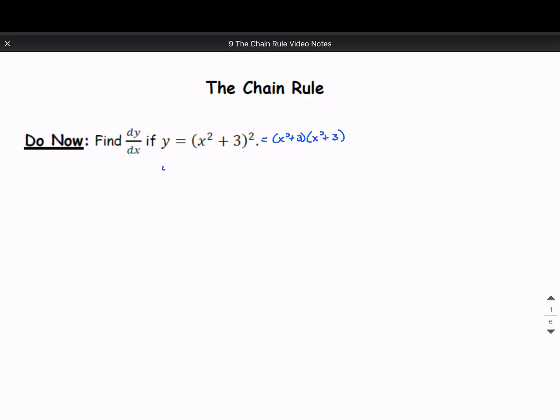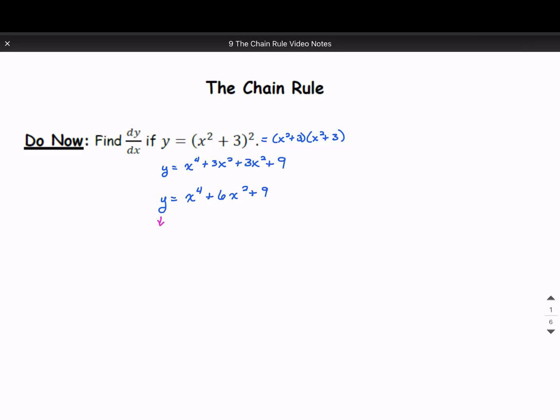Now, we could do the product rule if we want, or we could just multiply that through, right? That would be x to the fourth plus 3x squared plus 3x squared plus 9. So now we know y equals x to the fourth plus 6x squared plus 9. Now we're ready for the derivative.